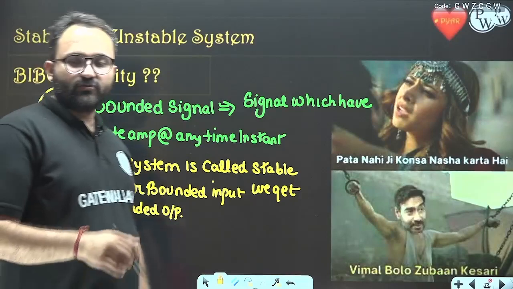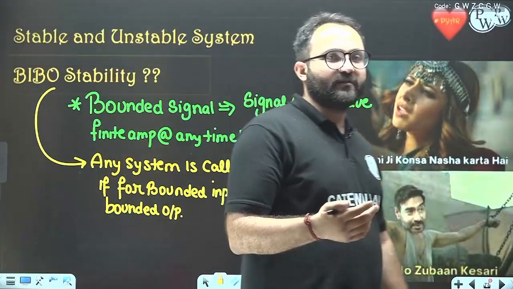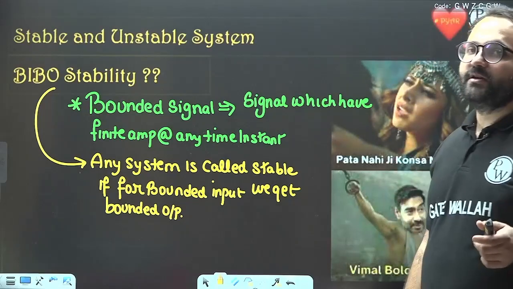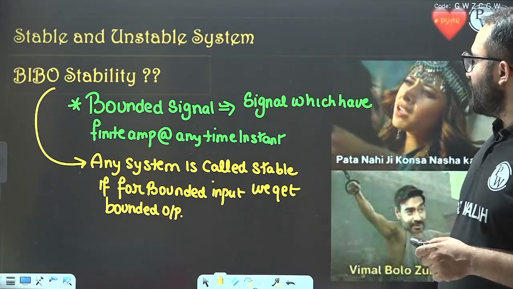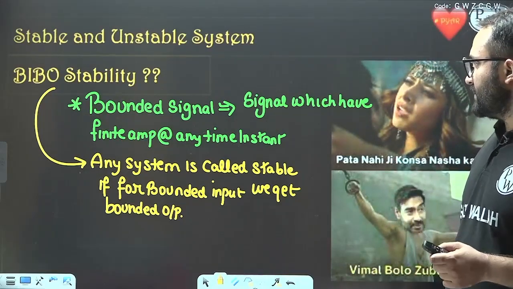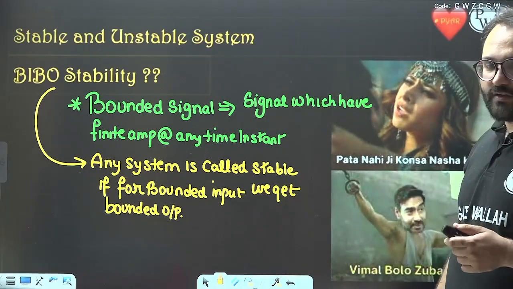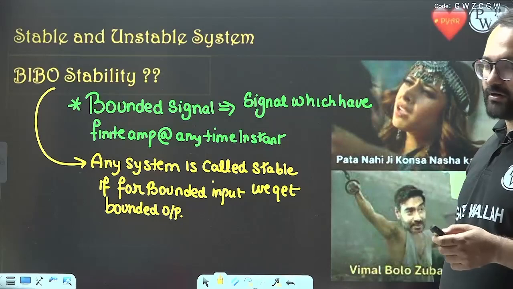So these two are very important things. First is bounded signals. Bounded signals are those which are bounded on the amplitude axis, that is, they have finite amplitude at any time instant. Second, any system is called stable if for the bounded input we get the bounded output.